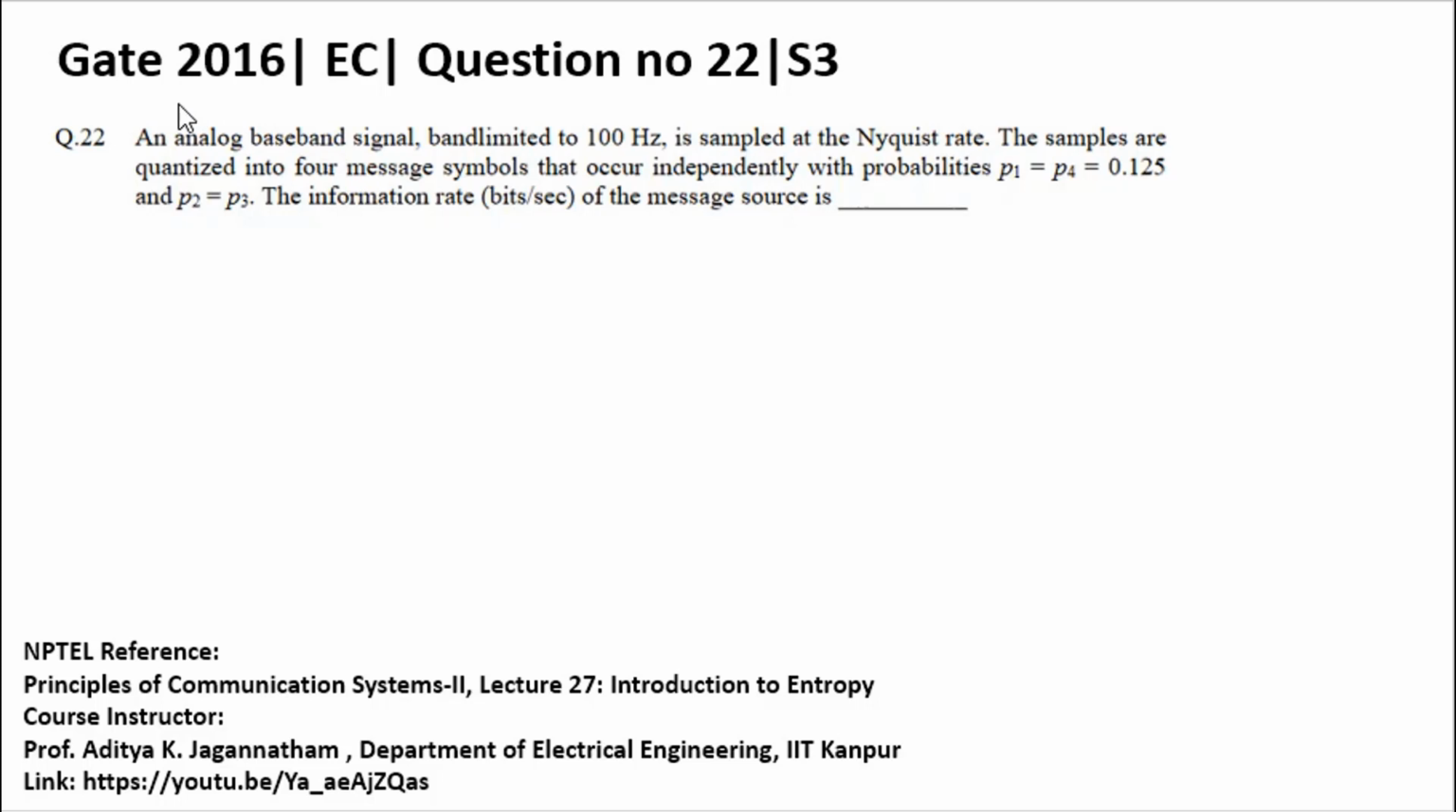So this question was asked in GATE 2016 Electronics and Communication Engineering paper set 3, in which you are given an analog baseband signal which is band limited to 100 Hz and sampled at Nyquist rate. After that, these samples are quantized into 4 message symbols with probabilities P1, P2, P3 and P4. You are given that P1 equal to P4 and it is 0.125 and P2 equal to P3. Then you need to find out the information rate of this message source in bits per second.